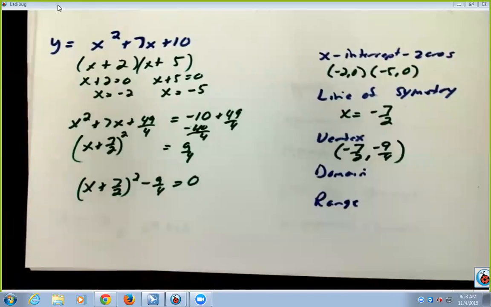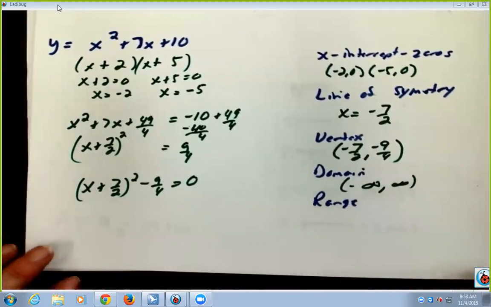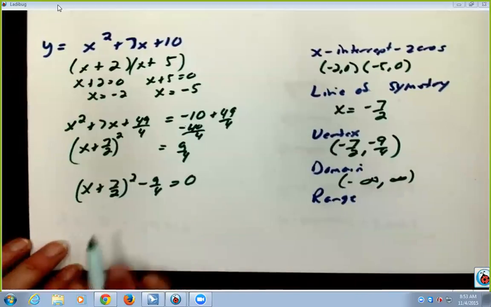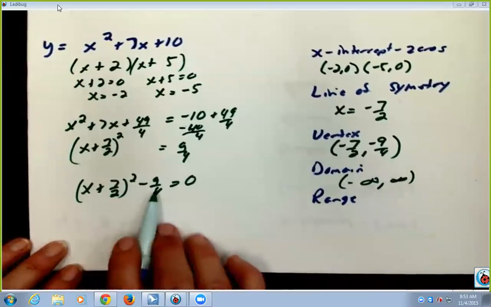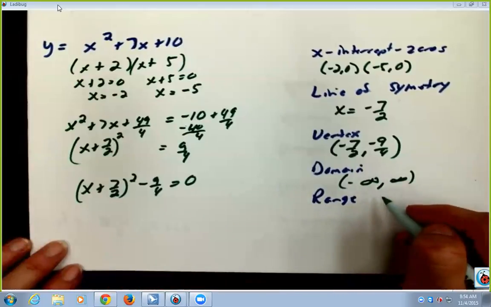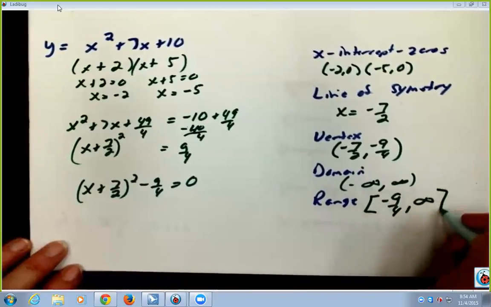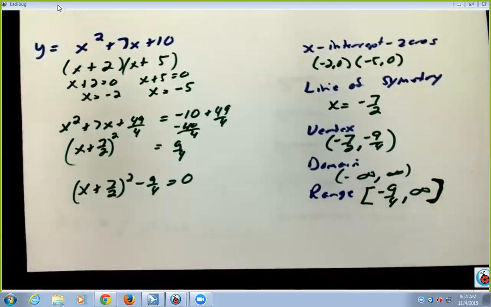My domain, what will my domain be? All real numbers. And finally the range. This parabola is going upward, so it's going to go from negative 9 fourths all the way up to positive infinity. Whoops, parenthesis on the end. Okay. What do you guys think? Maybe? Okay, all right.